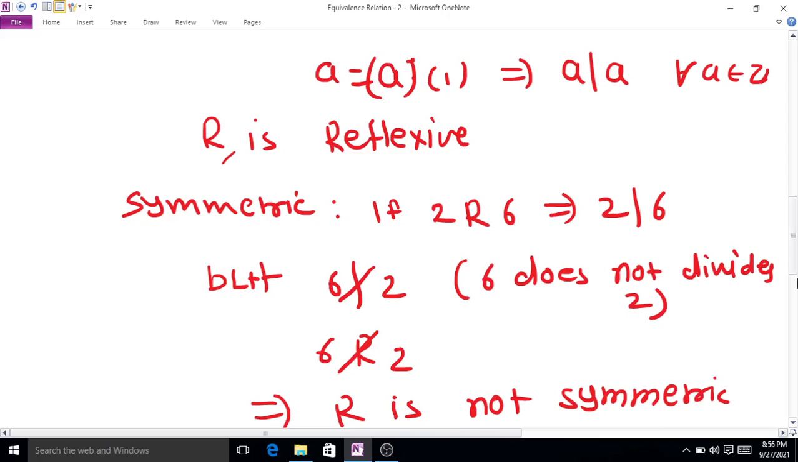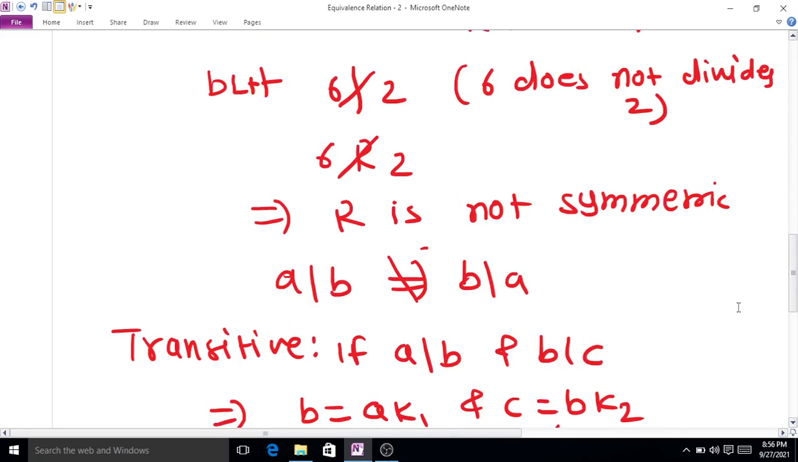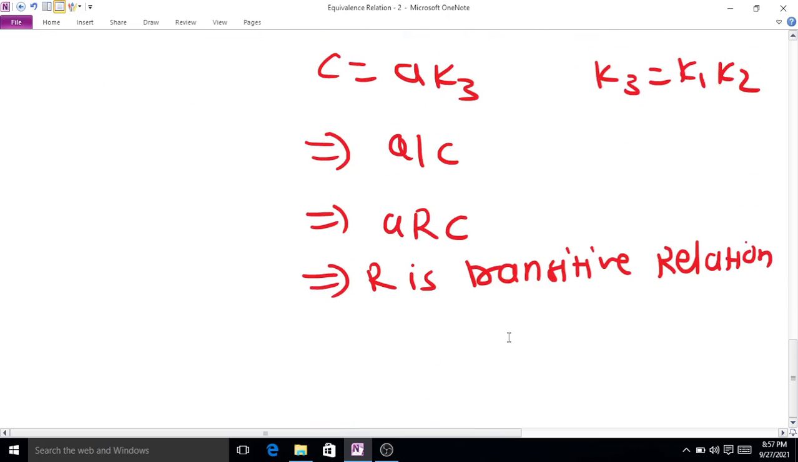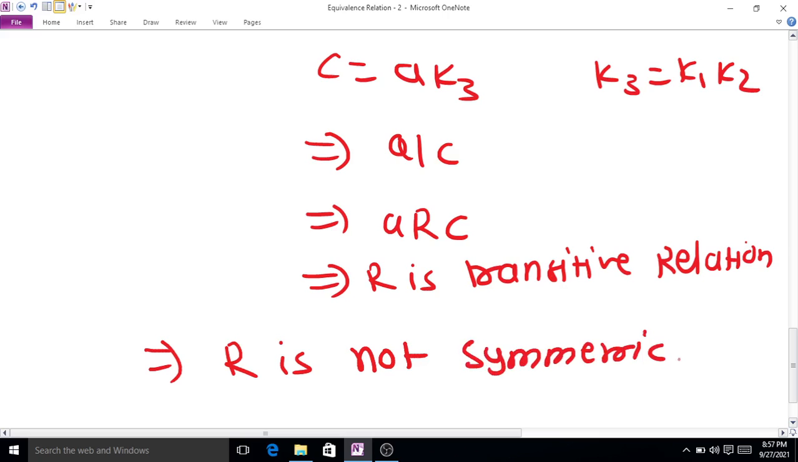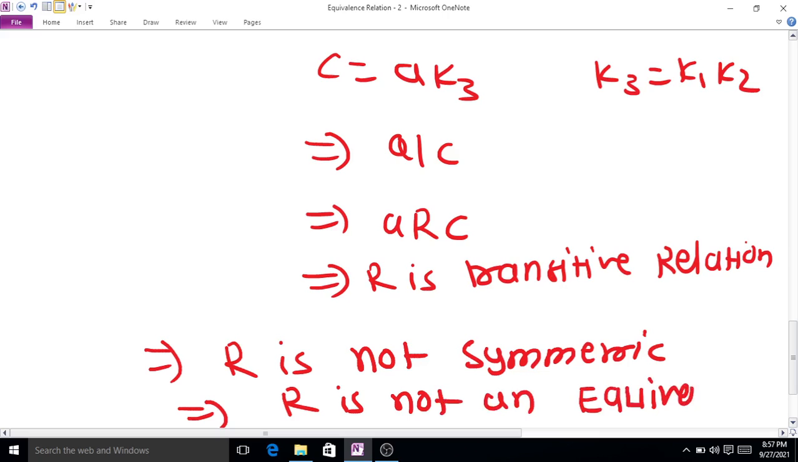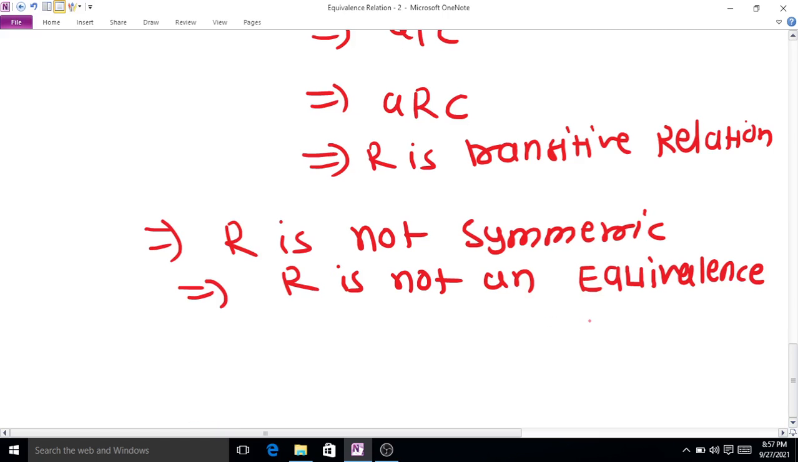Now R is reflexive, not symmetric, but it is transitive. So since R is not a symmetric relation, this implies R is not an equivalence relation. Okay, thank you.